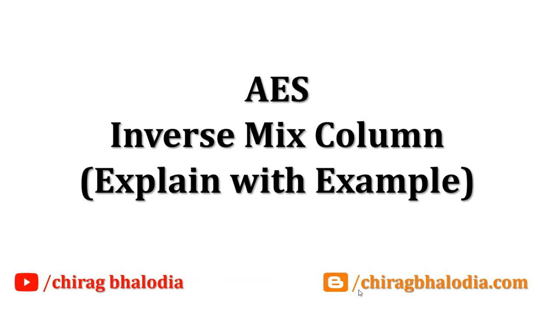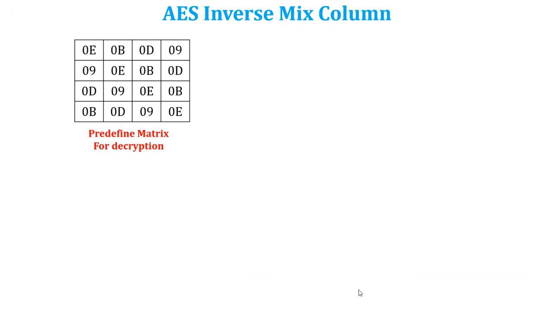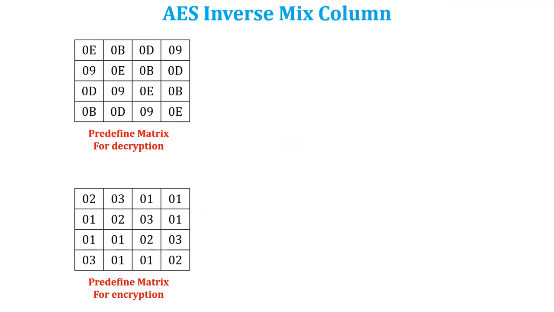Next topic is AES Inverse Mix Column, explained with example. In AES Inverse Mix Column, there is one predefined matrix. Inverse Mix Column is a transformation function of the decryption process. So this predefined matrix is used for the decryption process. And this predefined matrix is used for encryption. So this second predefined matrix is used for the AES Mix Column transformation function.